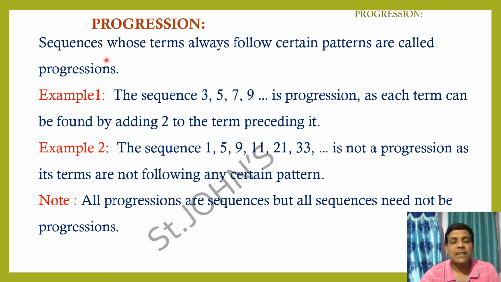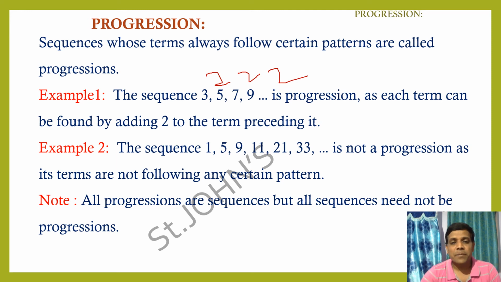Coming to the point. Sequences whose terms always follow a certain pattern are called progressions. So progression means sequences whose terms always follow a certain pattern. Suppose example 1. The sequence 3, 5, 7, 9. So the difference between 3 and 5 is 2, between 5 and 7 is 2, and between 7 and 9 is 2.